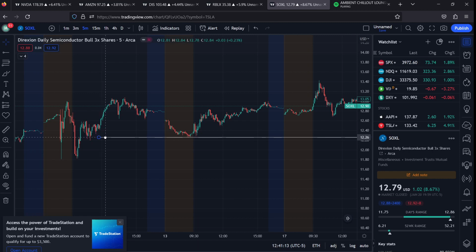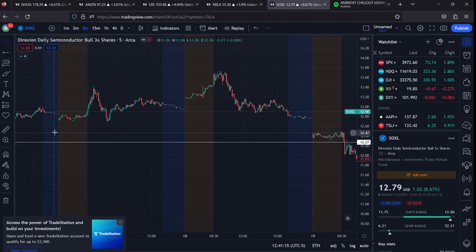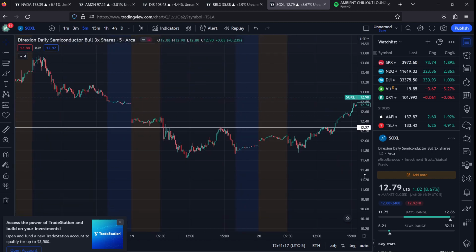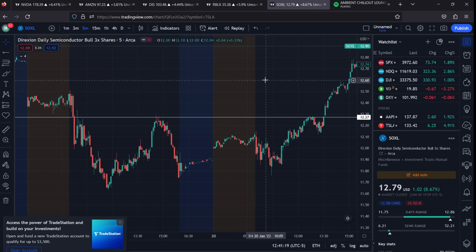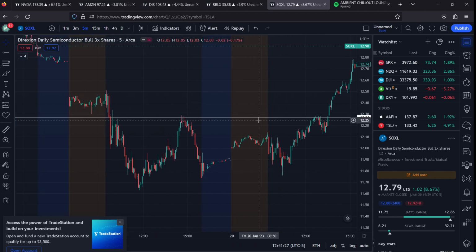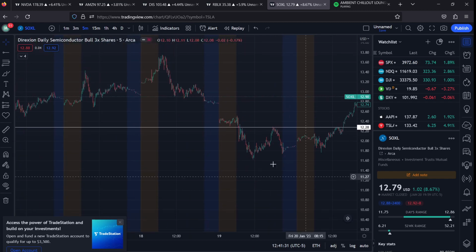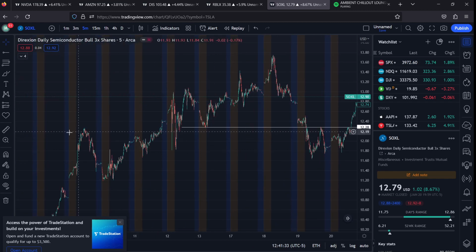So you want to start on a smaller time frame, 5 minute. I wouldn't go anywhere below the 5 minute. And then once you get a level like that, you want to start zooming out. My bad. Stay on the 5 minute because that's where you found the level. You want to start zooming out.